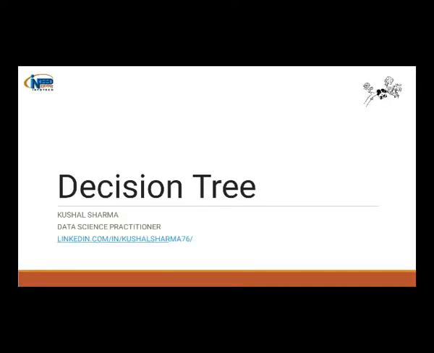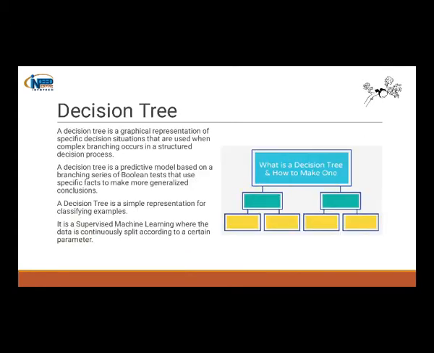Hello everyone, today we are going to talk about decision tree algorithms, which is a part of supervised learning. We all know that supervised learning is of two types, classification and regression, and decision tree algorithms can work for both classification and regression.